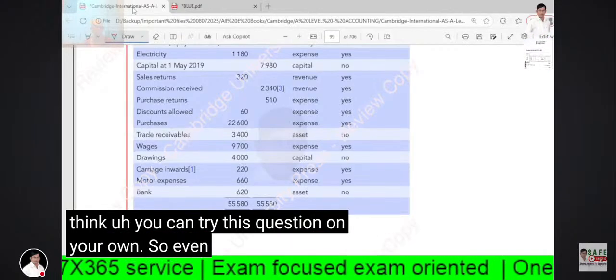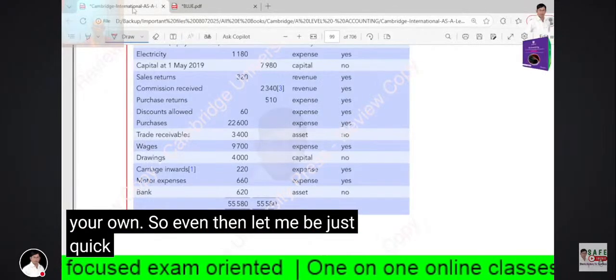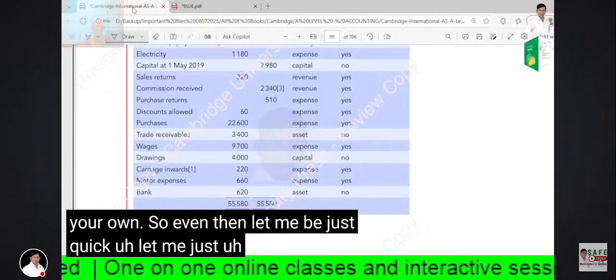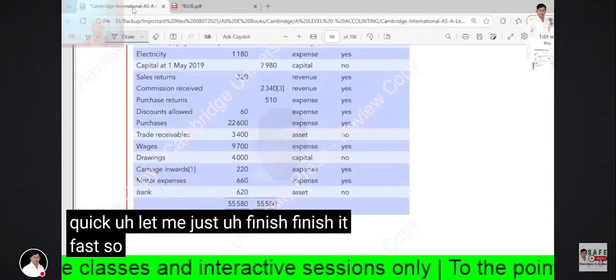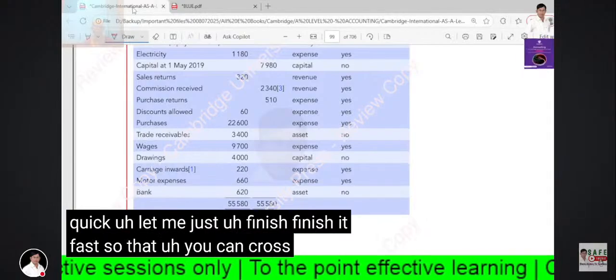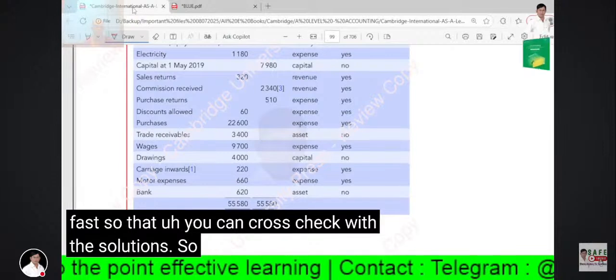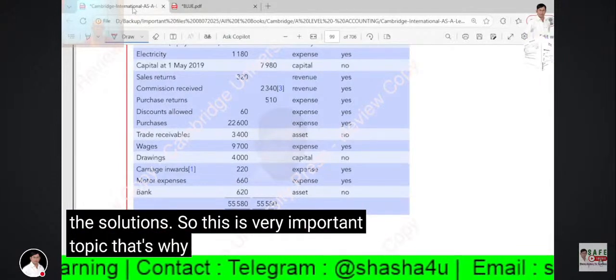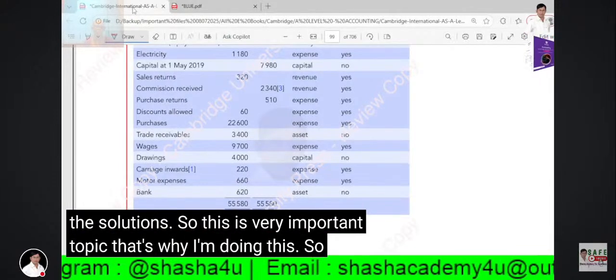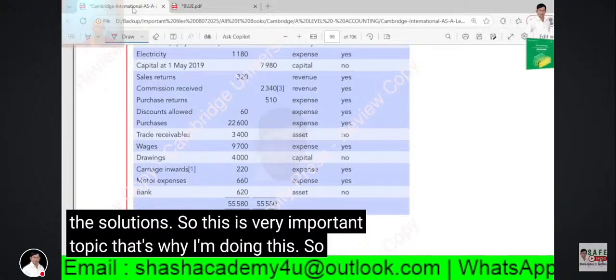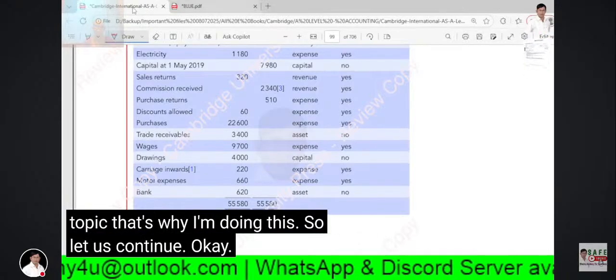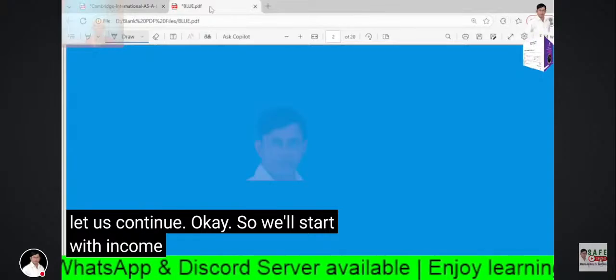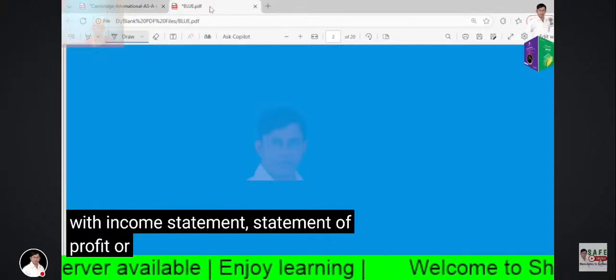Even then, let me be quick. Let me just finish it fast, so that you can cross check with the solutions. This is a very important topic, that's why I am doing this. So let us continue. We'll start with the income statement, the statement of profit and loss.